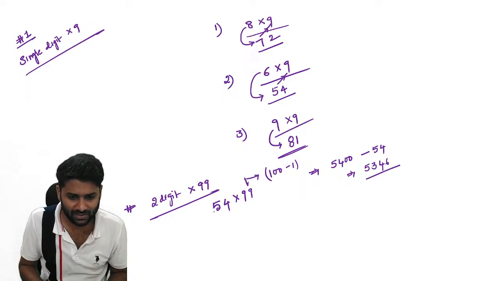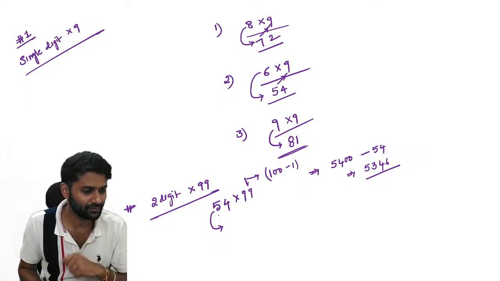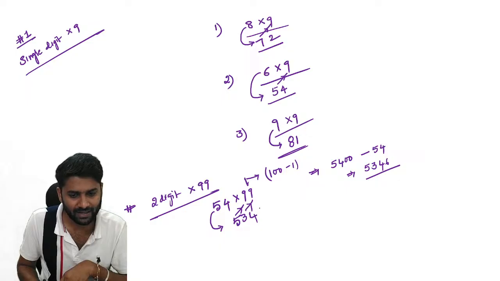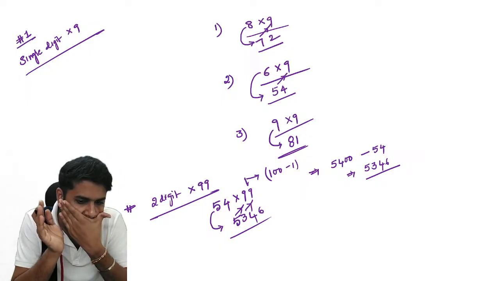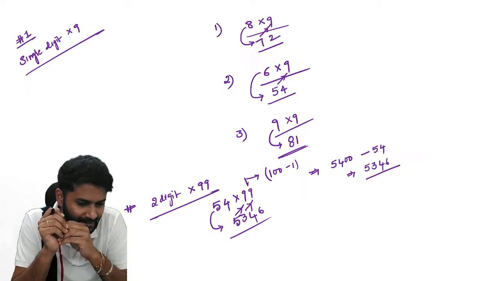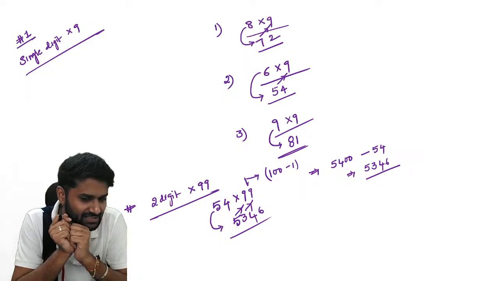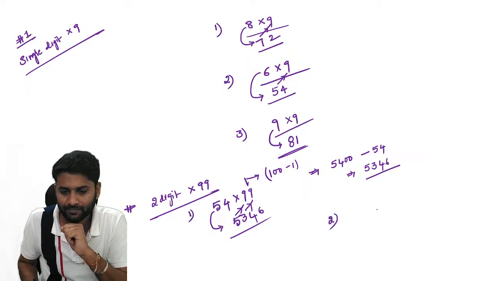In the same way, if any two digit number is multiplied with 99, consider the previous number. The previous number of 54 is 53. Now see, 5 becoming 9 requires 4 units, and 3 becoming 9 requires 6 units. Then the resultant is 5346. Is it clear? Write down the previous number, 53. Then 5 becomes 9, we require 4 units. 3 becomes 9, we require 6 units. That's why the resultant is 5346.